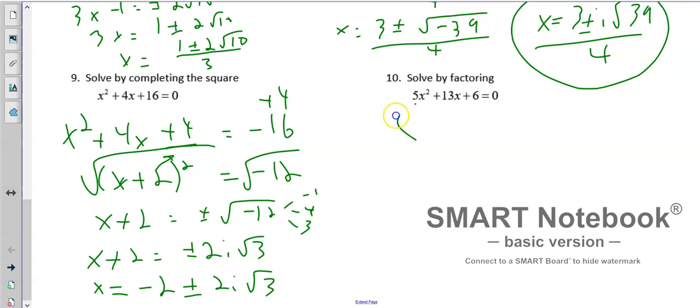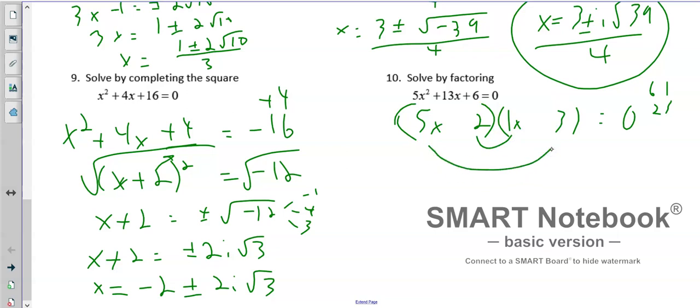Number 10 is a guess and check. So the only way to get 5 is 5 times 1. That's easy. Now, 6 can be 6 and 1 or 2 and 3. So we just try numbers. We need two numbers that multiply to give us 6, and add up to 13 in the middle. So I'm going to try 2 and 3. I do my smiley faces, and that's going to give me 2 and 15. Well, 15 minus 2 is 13, but we need to add up, so that's 17. That doesn't work.